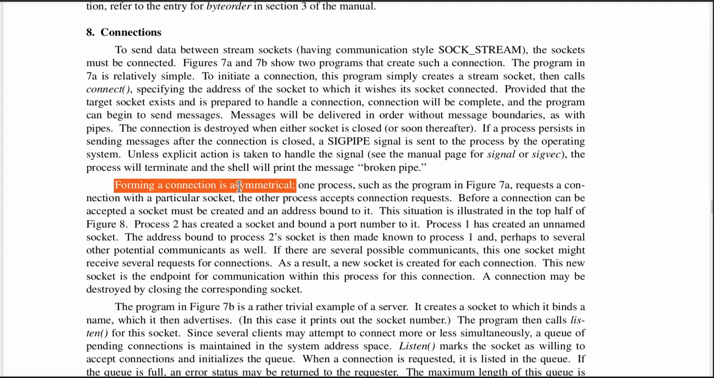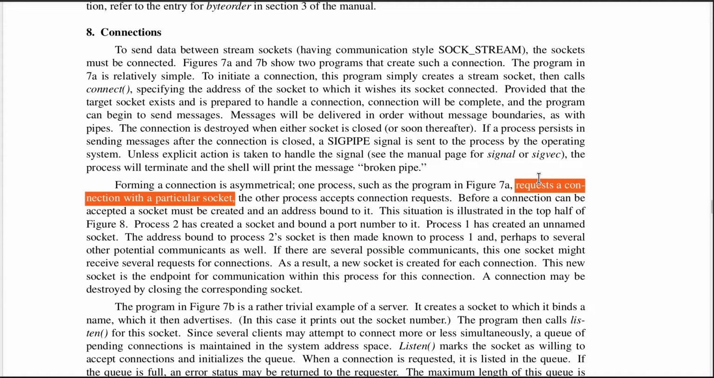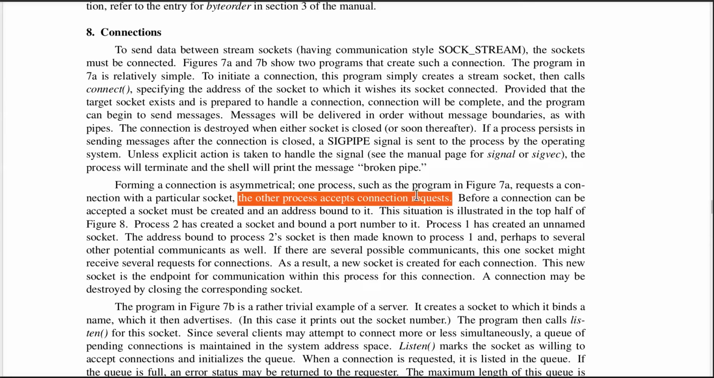Now, they observed that the connection for a streaming socket is asymmetric. One end, as we'll see in Figure 7a, is going to be called a client. The client will request a connection to be made to a particular socket on a server. The server will then be the end that accepts such connection requests.